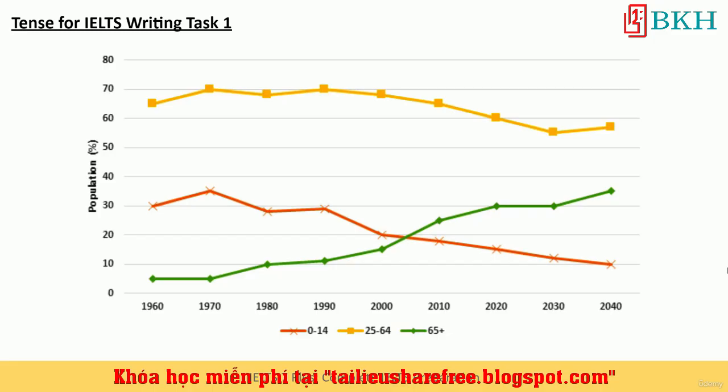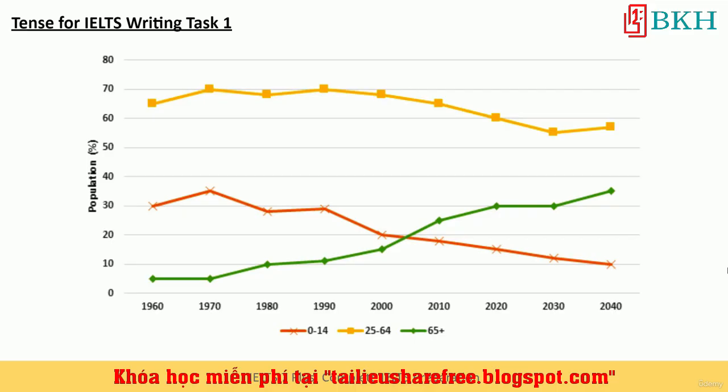On the y-axis, I have population. Along the x-axis, I have a range of years and decades from 1960 to 2040. The data shown on the key below the dates is 0 to 14, 25 to 64 and 65 plus. So I'm going to assume, and rightly so, that this is world population percentages by age group.